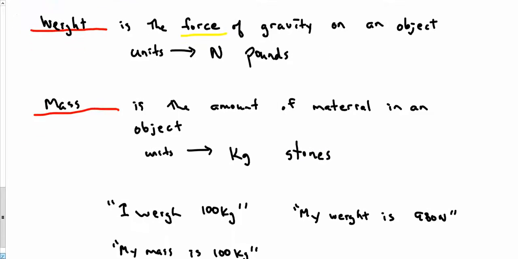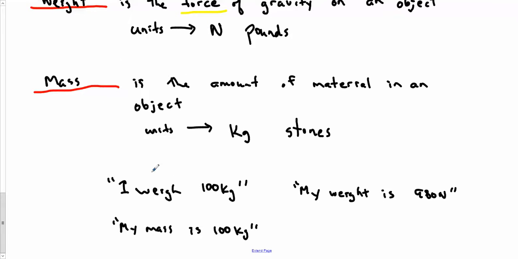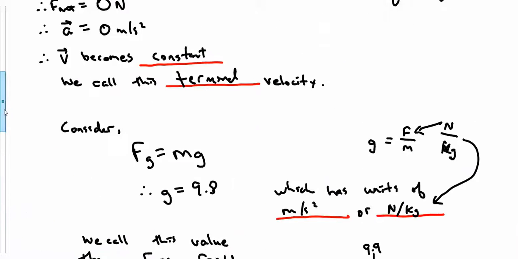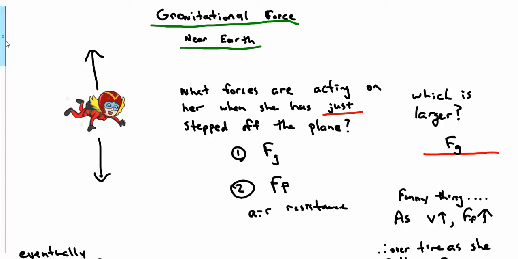So when you say I weigh 100 kilograms, that's incorrect. You can't use weigh and kilograms at the same time. My weight is 980 newtons. Yes, you can say that. You would have to say my mass is 100 kilograms. That would be correct also. So here's a little intro video is now finished on the force of gravity and how it's measured.